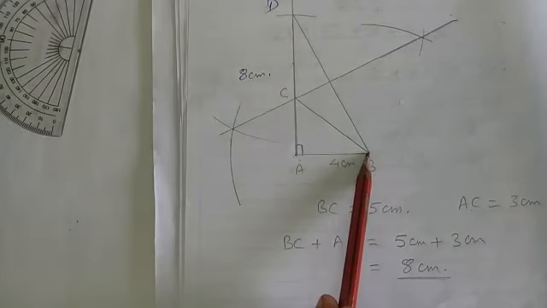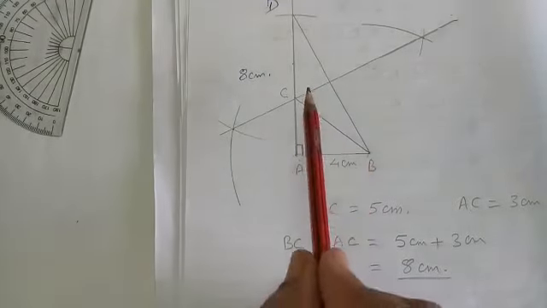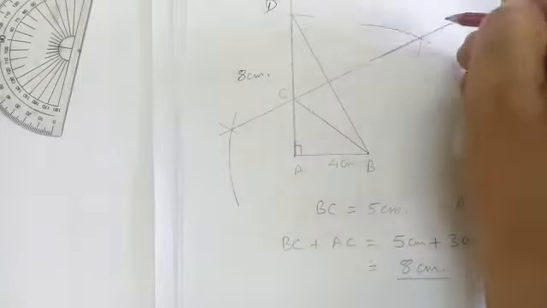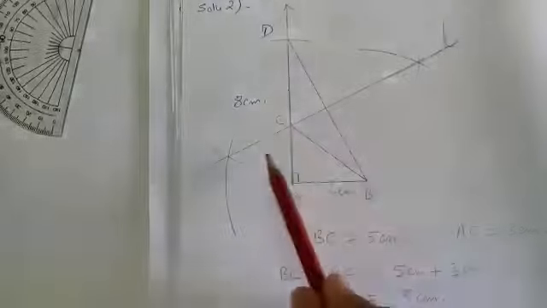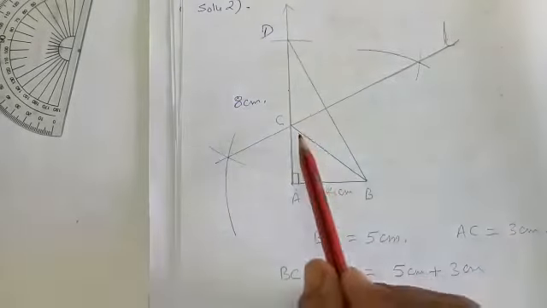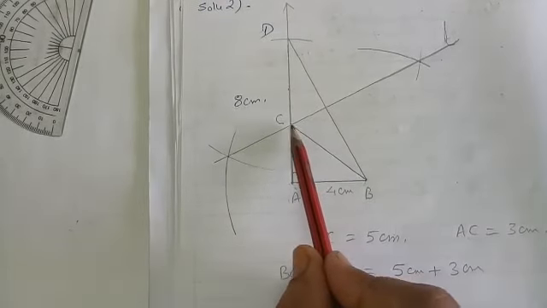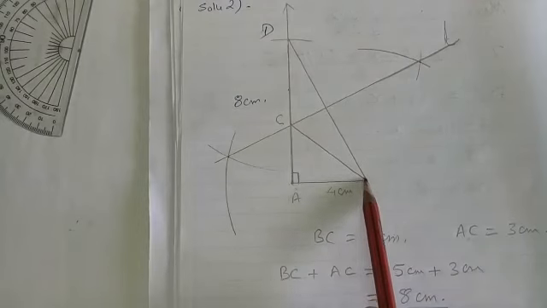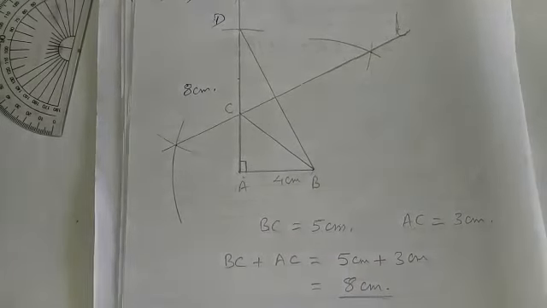Join DB. Bisect DB. Next point, the bisector line, name it L. The bisector line L will pass through the line AD. It will intersect on that line, name it point C. Join CB. Then measure BC equal 5 cm, AC equal 3 cm and the sum of two sides. This you have to do.